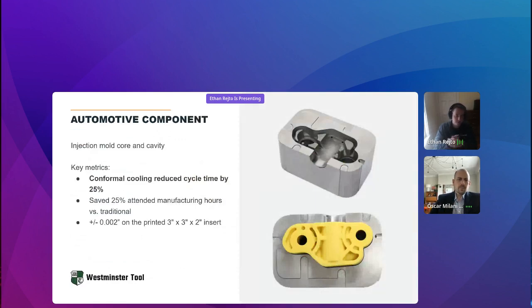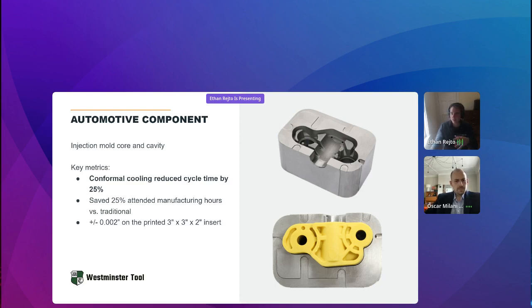One cool example here is from Westminster Tool, our customer here in Connecticut. They were able to reduce cycle time by 25%. They were able to save 25% of their attended manufacturing hours versus traditional. And what's so awesome here is the ability to do this insert. It's a 3x3x2 insert. The entire insert was within 0.002 inches of the spec, so of the print. So right out of the printer, it was incredibly precise.